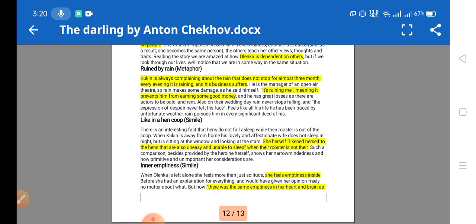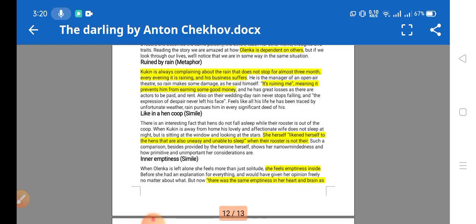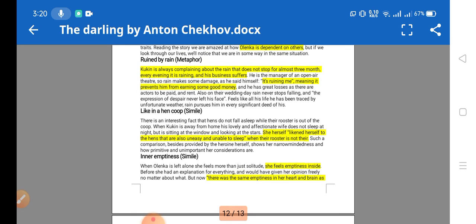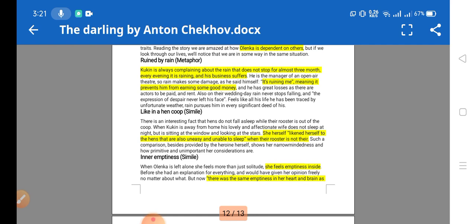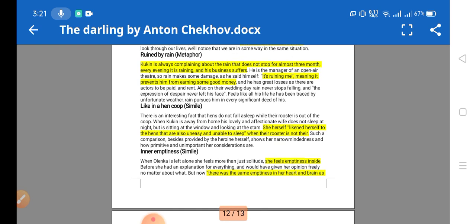Ruined by rain, a metaphor is used. Kukin is always complaining about rain that does not stop for almost three months, and every evening it is raining and his business suffers. He is the manager of an open air theater. Yes, it's ruining me. He is complaining that it prevents him from earning some good money.